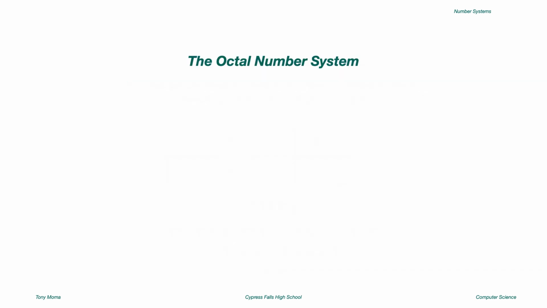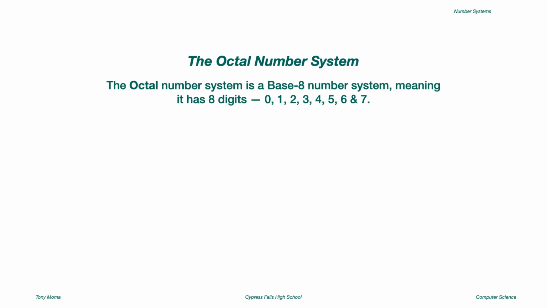The next number system we must be familiar with is the octal number system. The octal number system is a base 8 number system, meaning it has 8 digits: 0, 1, 2, 3, 4, 5, 6, and 7. The table for our octal number system will be constructed the same way we did for the other 2 number systems, but this time 8 will be our base.